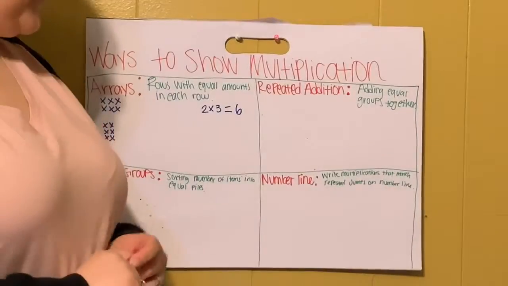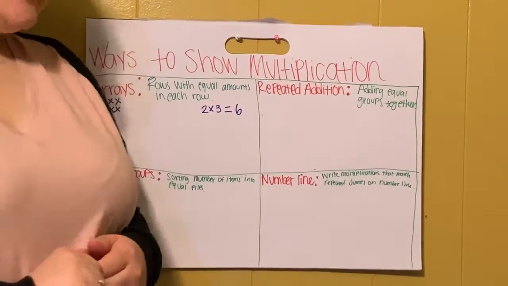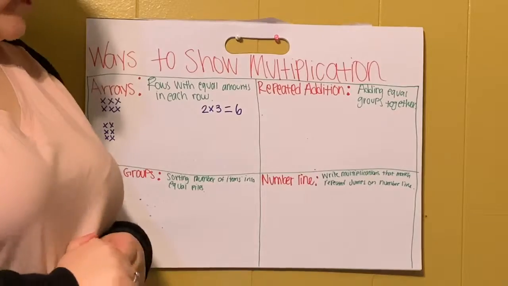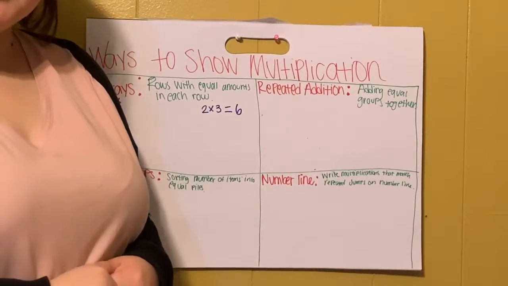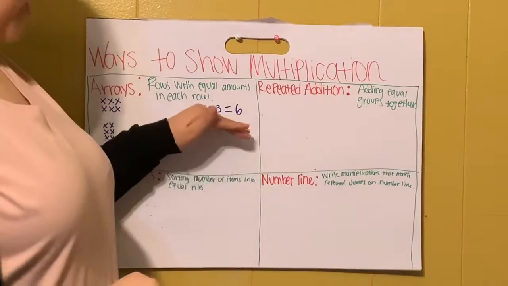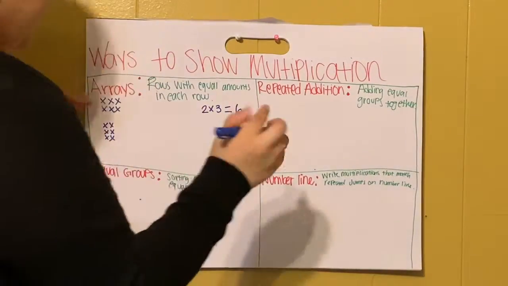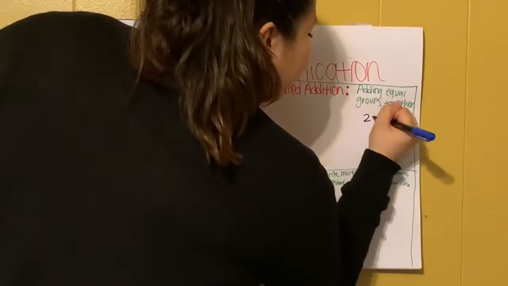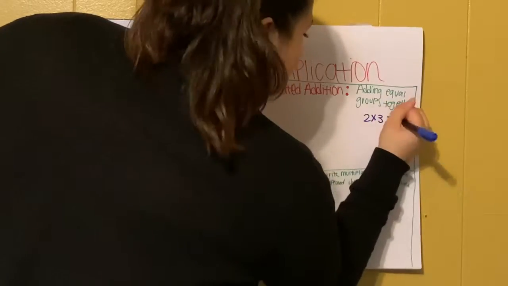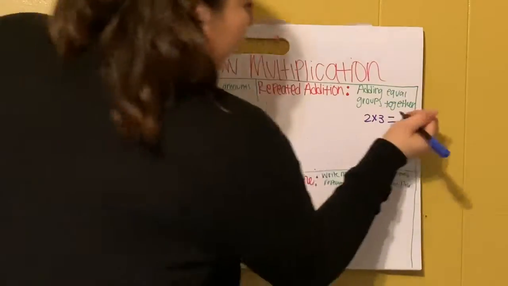The next one is repeated addition. Now, we did say that repeated addition is simply adding equal groups together. So let's go ahead and stick with the 2 times 3 so it'll be simple for us. So we have 2 times 3. We'll write that to the side. And we already know it equals 6.